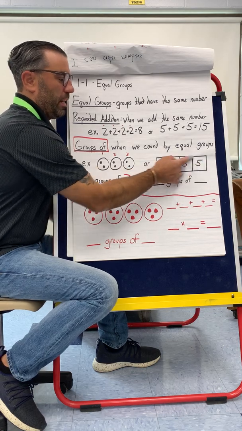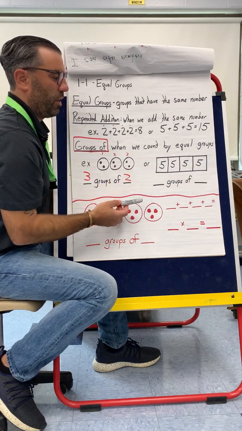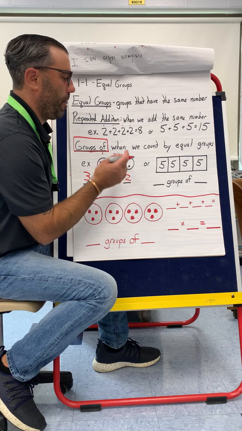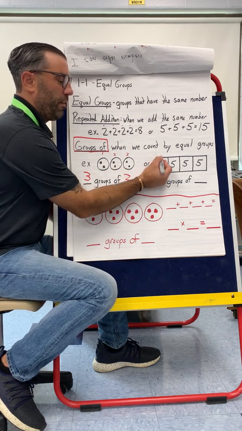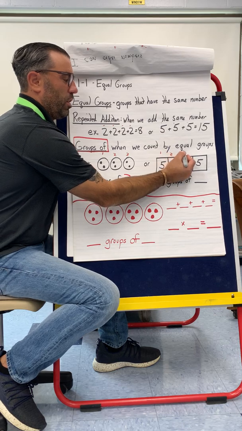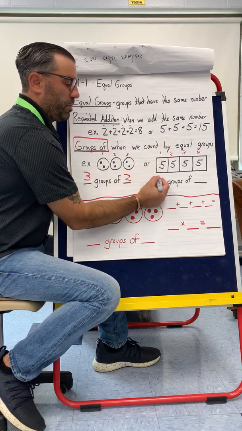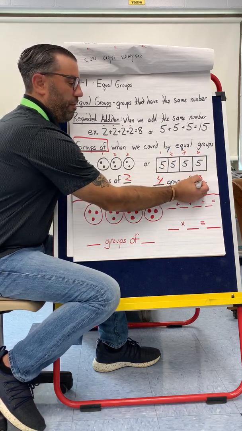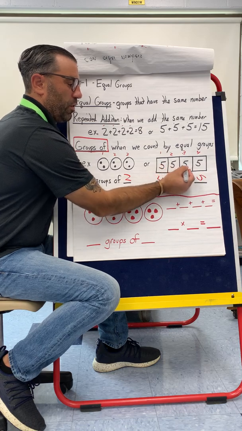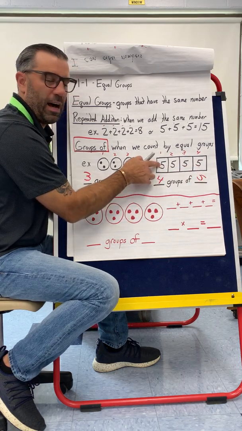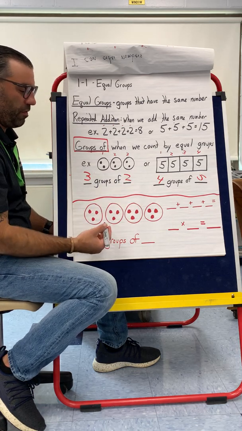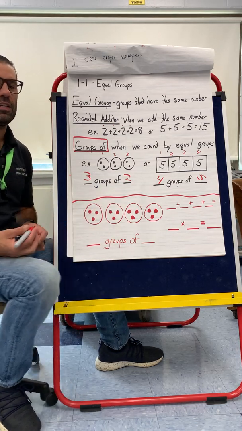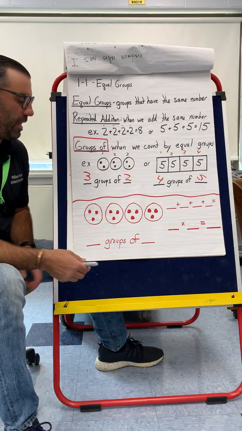Or maybe they do it in a number sentence or a number bond or a tape diagram like this. Okay, so check it out. I have fives, right? I have 1, 2, 3, 4 groups of 5. 1, 2, 3, 4 groups with 5 in each group. That's what we call groups of.